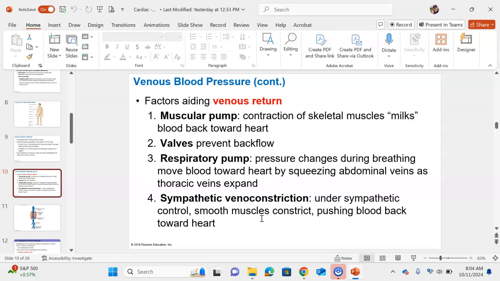And what it does, the more sympathetic impulses we get, it will cause the smooth muscle in veins to actually constrict. And that will increase pressure in them and help keep driving that blood back towards the heart. So vasoconstriction, V-A-S-O, is when our arteries constrict, but venoconstriction is when veins constrict. So make sure you remember that difference.